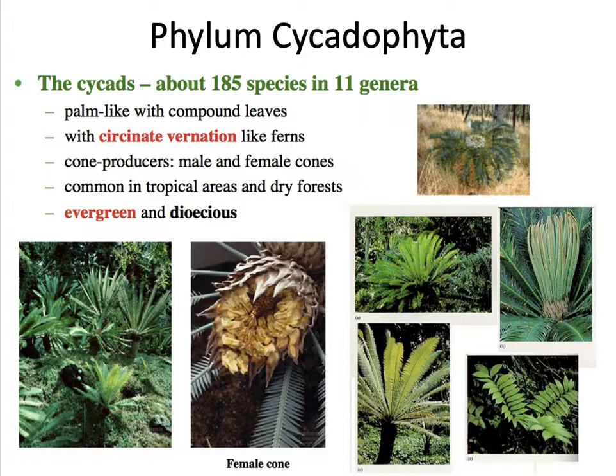The cycads produce cones, both male and female, and they are common in tropical areas and dried forests around the world. We don't have any cycads native to California, but they do grow quite well here as a landscape plant as long as it's warm enough throughout the year. Cycads are all evergreen and dioecious, so we have male or female plants.